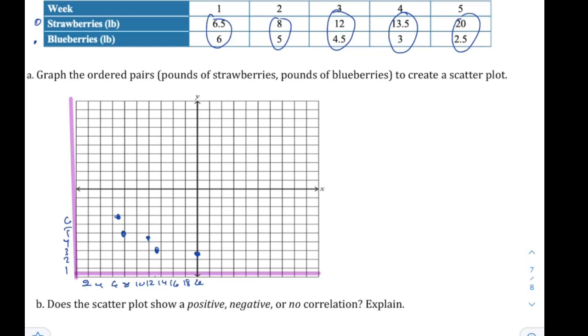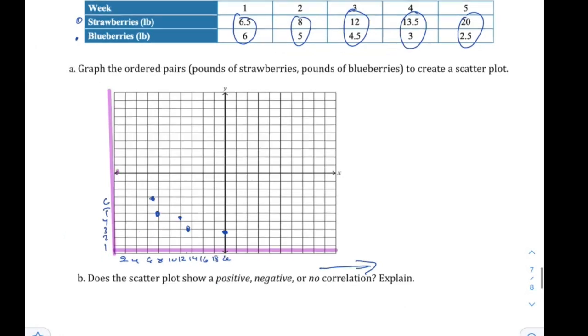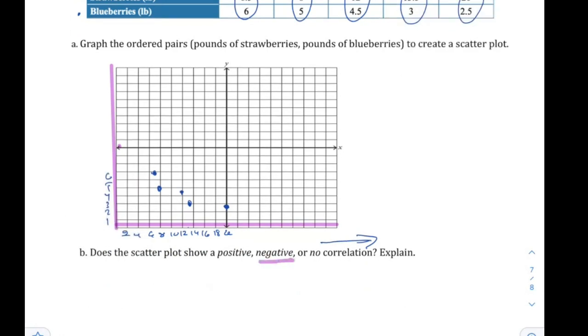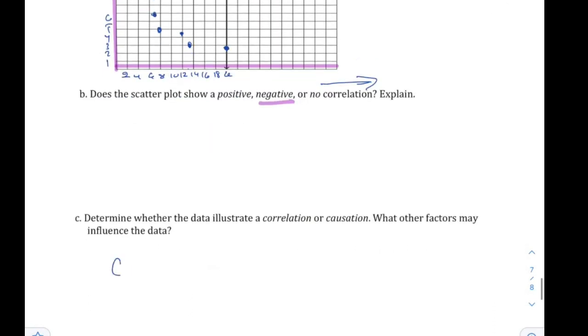Does the scatter plot show a positive, negative, or no correlation? As you see here, as the number of pounds of strawberries increases, the number of pounds of blueberries is decreasing. So it is decreasing, and decreasing means it is negative correlation. Determine whether the data illustrates a correlation or causation. What other factors may influence the data? Yes, it is correlation here, and we notice that it's negative correlation as well. It's not causation.